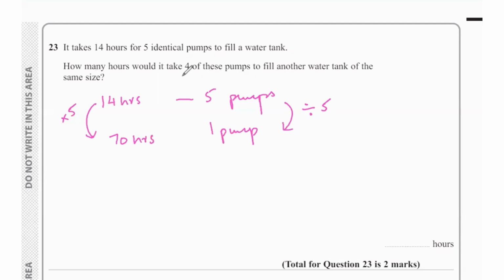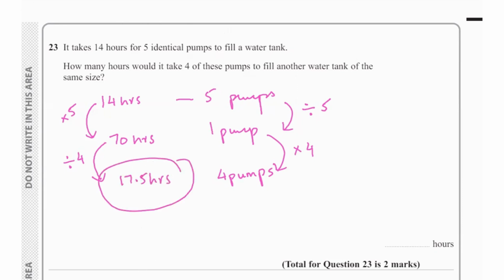Now, to find how much time it would take for 4 of these pumps to fill another tank. So for 4 pumps, we times 1 by 4, because we're increasing the pumps by 4. And since we're increasing the pumps by 4, the time taken for one pump would be divided by 4, because one pump is taking 70 hours. So 4 pumps would take less time compared to that. So 70 divided by 4 is going to be 17.5 hours. And that is your answer.